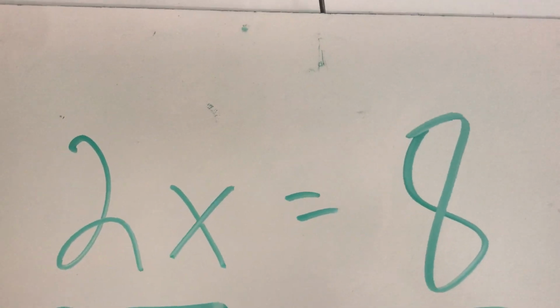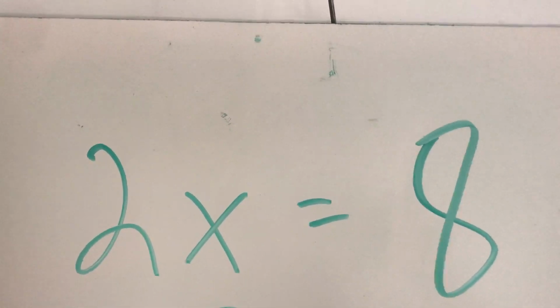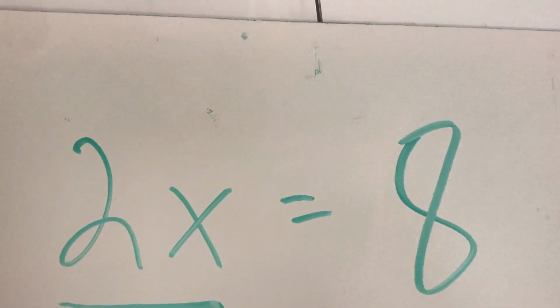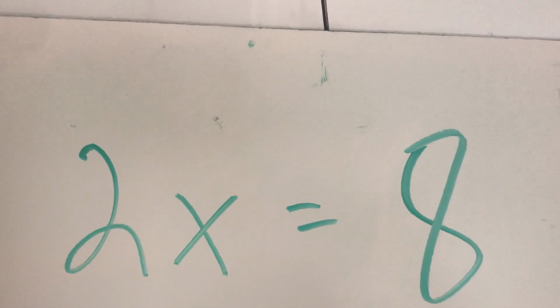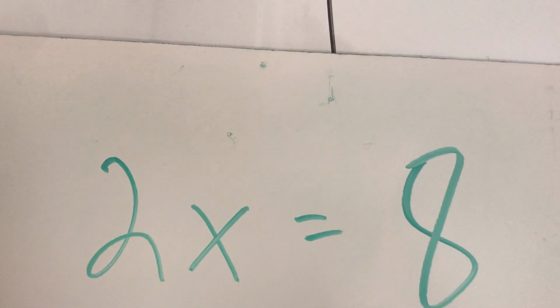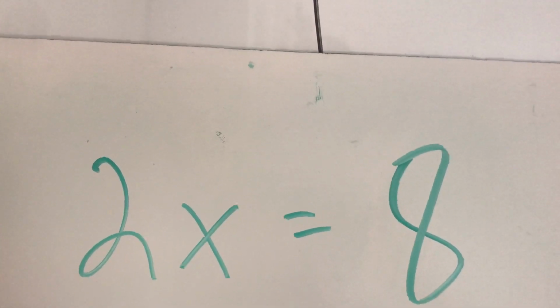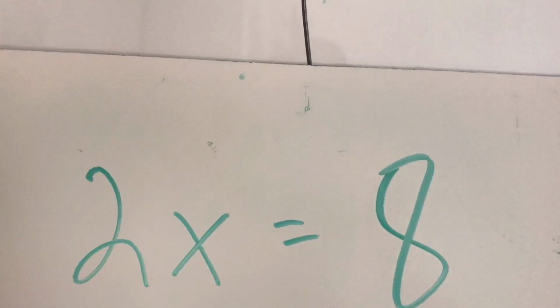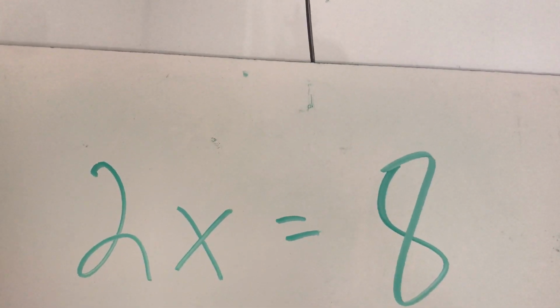So right now we're going to solve one-step equations that have multiplication and division. And the name of the game is still the same: get the letter by itself, and you do that by doing the opposite. And what you do to one side, you do to the next. So here we have 2 times x equals 8. You simply divide both sides by 2.